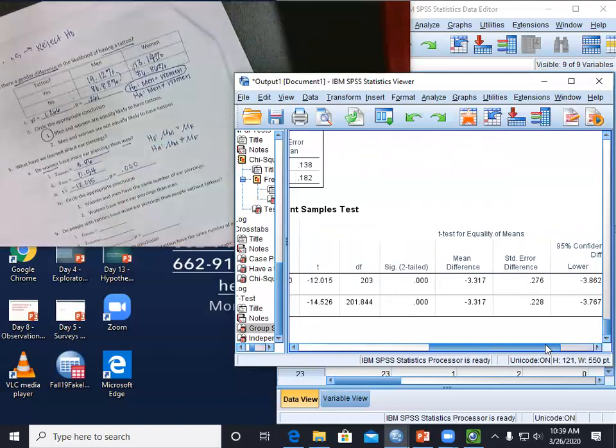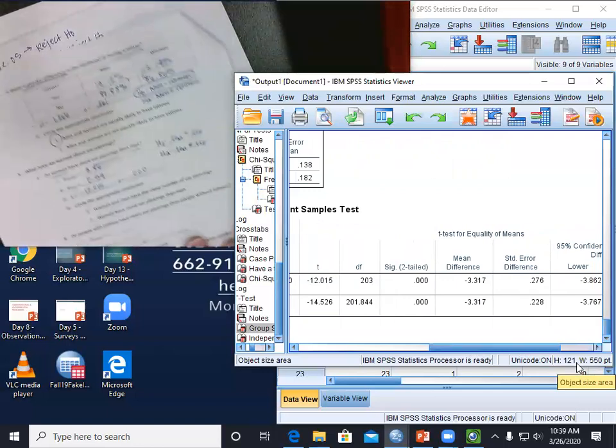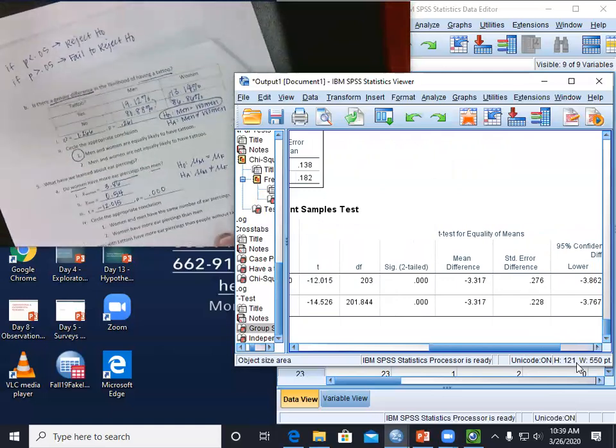Remember, this does not mean that p is 0. P can never be 0. It just means that the p-value is so small that when they round to 3 digits, the first 3 digits are 0. So we have this p-value of 0.00. Here are our decision rules up here at the top.